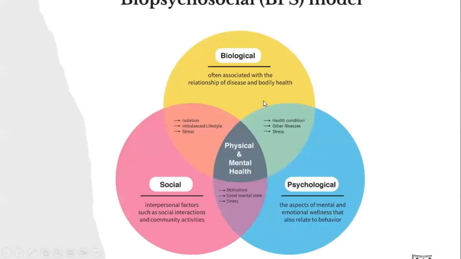Okay. Now, just a kind of a visual. Visuals are important as well, and I think that's important that we look at this, right. And when we look at the biological piece, it is often associated with the relationship of disease and the bodily health, right. Now, the psychological piece is the health condition, other illnesses, stress. What's causing, what are the contributing factors? But this is specifically defined as the aspects of mental and emotional wellness that also relate to the behavior.